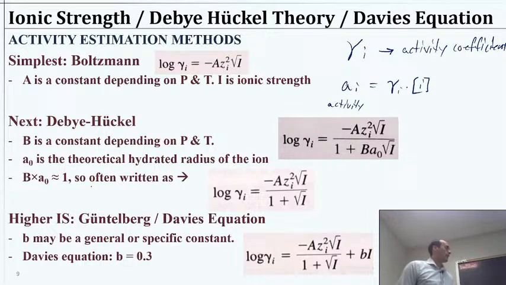Okay, then higher ionic strength. When we really go higher, this is where we go to what we would call the Guntelberg or the Davies equation. And I think Davies is a subset.